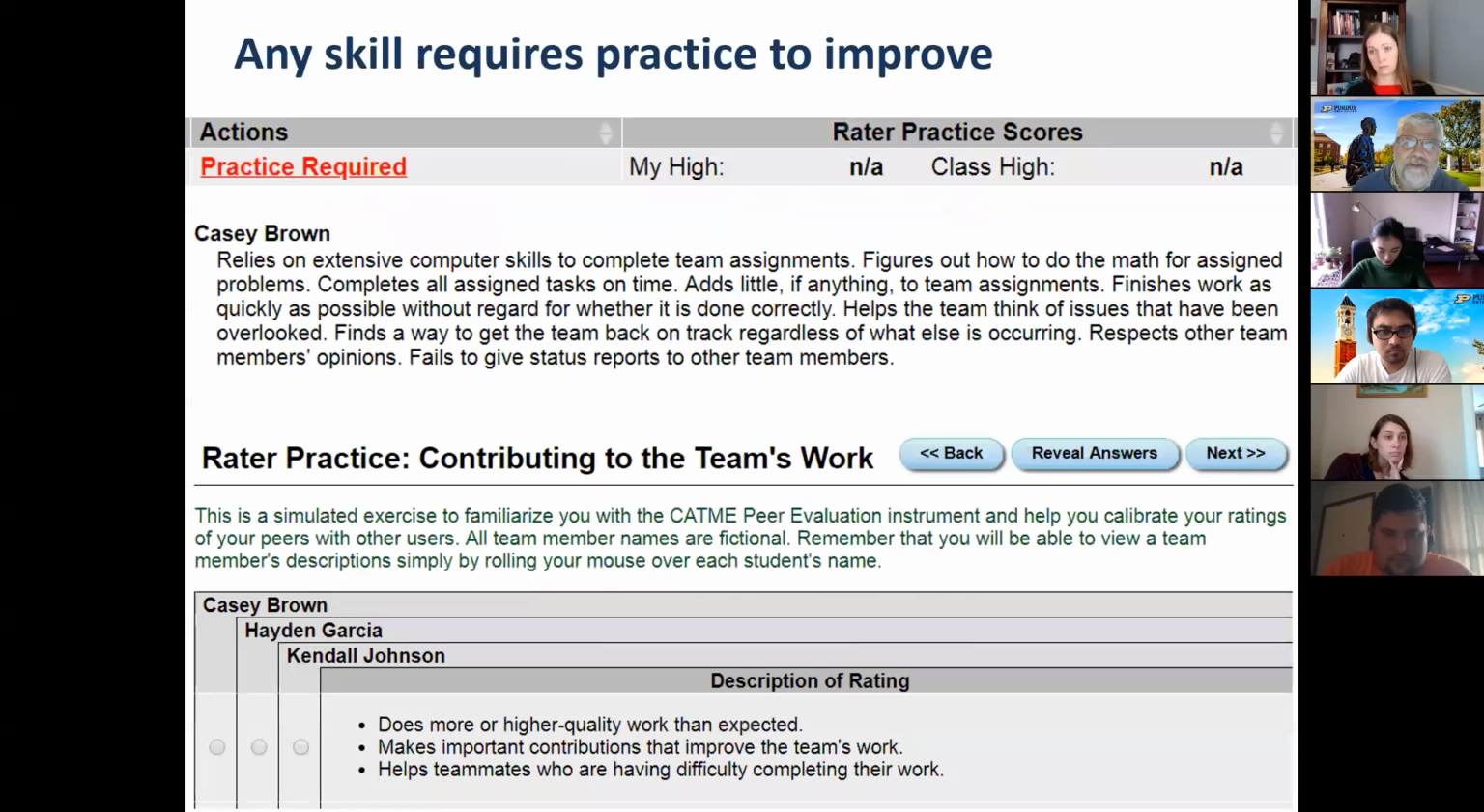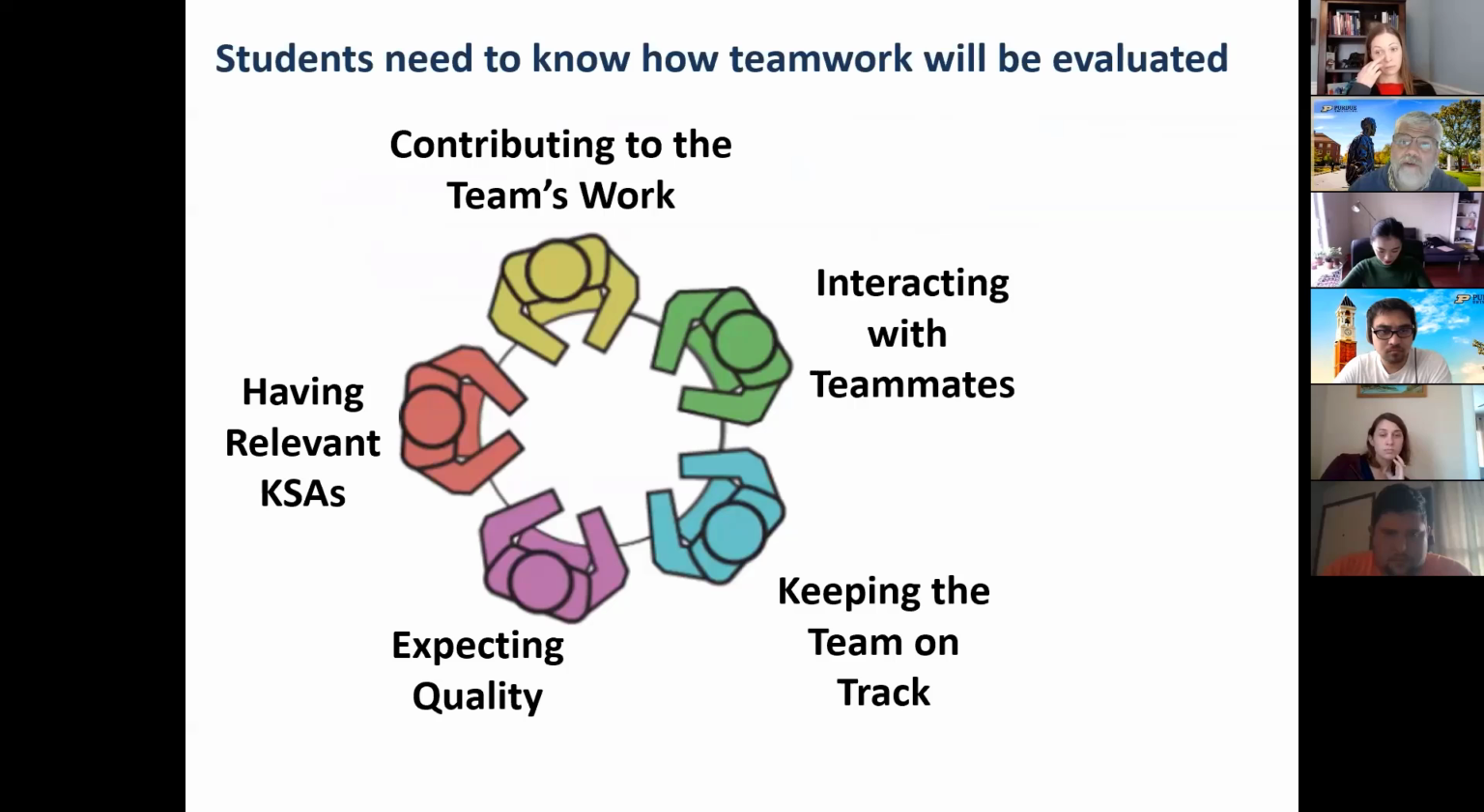When using peer evaluation, it's definitely important for students to know how they will be evaluated. In the case of CATME, these five dimensions are the ones that are used. Contributing to the work of the team is essentially an effort measure, but effort of sufficient quality that it doesn't need to be redone. Interacting with teammates includes respecting your teammates, engaging them, and providing feedback to them. Keeping the team on track is about monitoring conditions that affect the team and making sure that it's making progress toward its goals. Having relevant knowledge, skills, and abilities is about, again, relevance to the work of the team. So basically having enough knowledge and skills to be able to contribute.